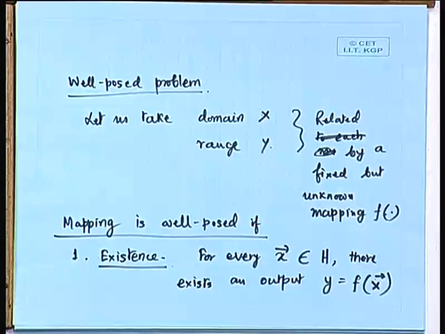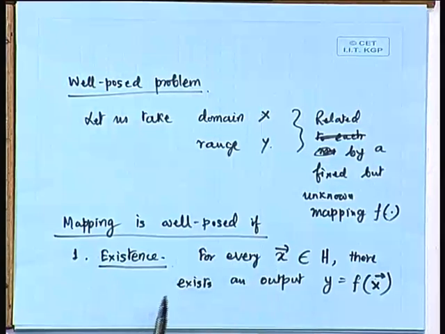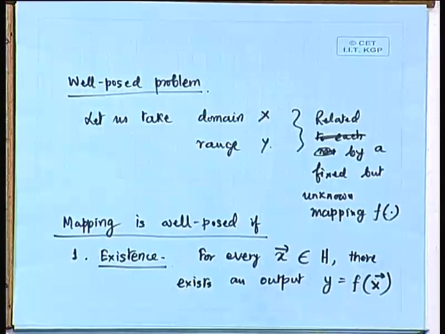Yes, H is the space, okay. H is the set from which we are choosing this x domain, a set taken from the domain space, that is right. And y is the output of that. So, the output will be expressed as f of x.